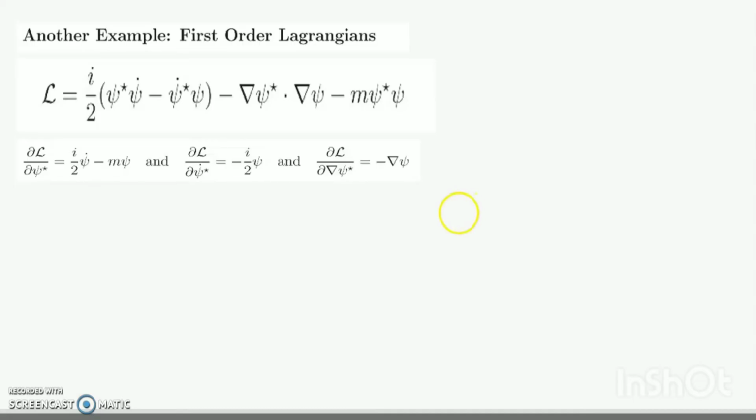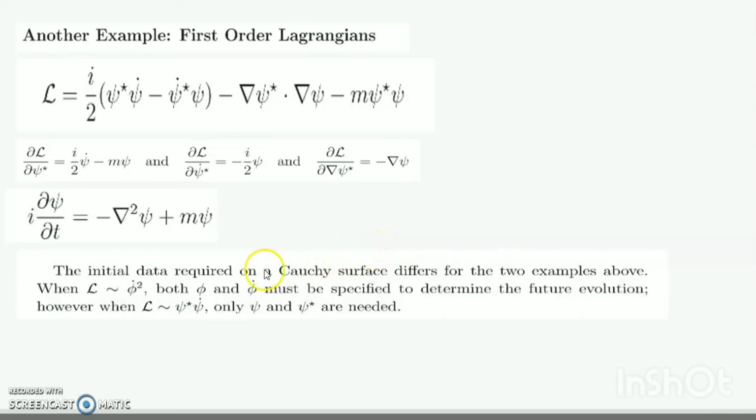This gives us the equation of motion: del squared psi plus m psi. This looks very much like the Schrodinger equation, except that it is not. The initial data required on a Cauchy surface differs for the two examples above. When L is proportional to phi dot squared, both phi and phi dot must be specified to determine the future evolution. Okay, so that is the Lagrangian equation I just discussed.